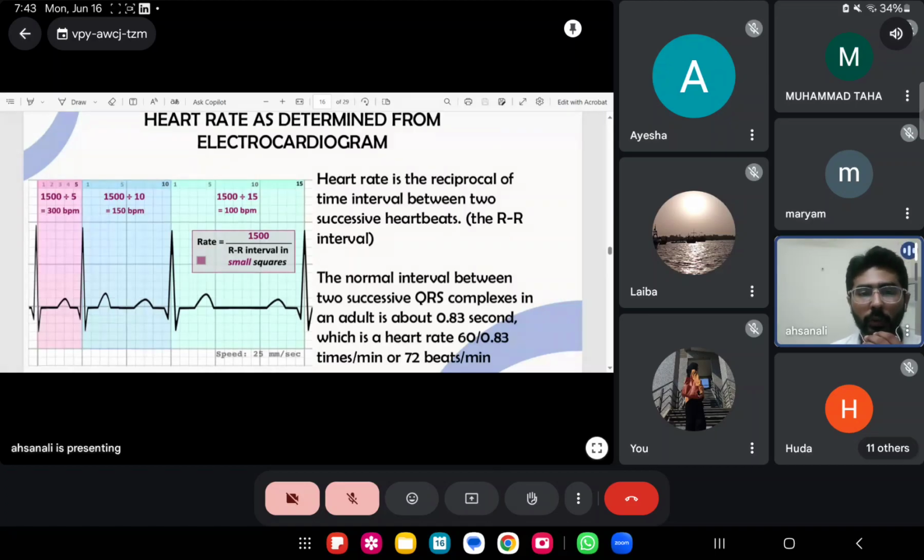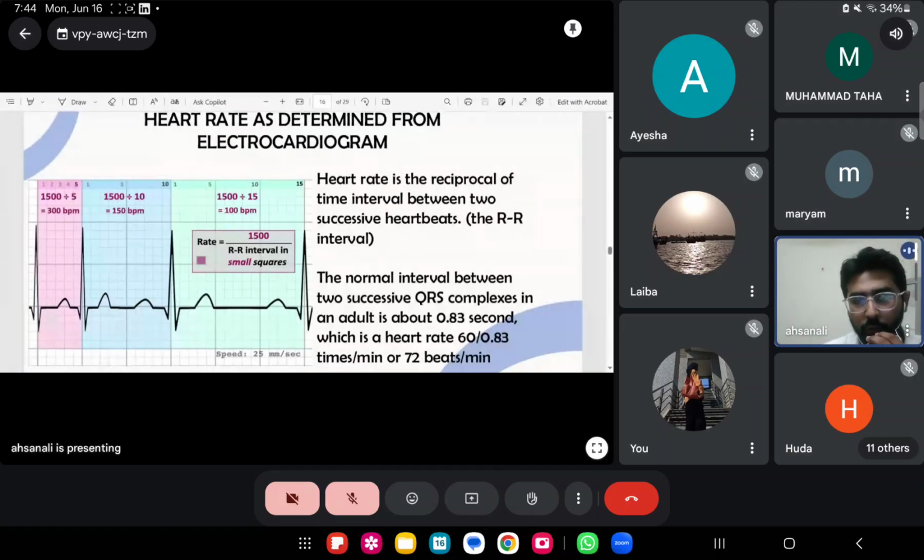If it falls on the third large box, it is going to be 100. This is a fact you need to remember: 300 if falling on the first large box, then 150 for the next large box, then 100, then 75, then 60, then 52, then 42, then 40, and then 35.